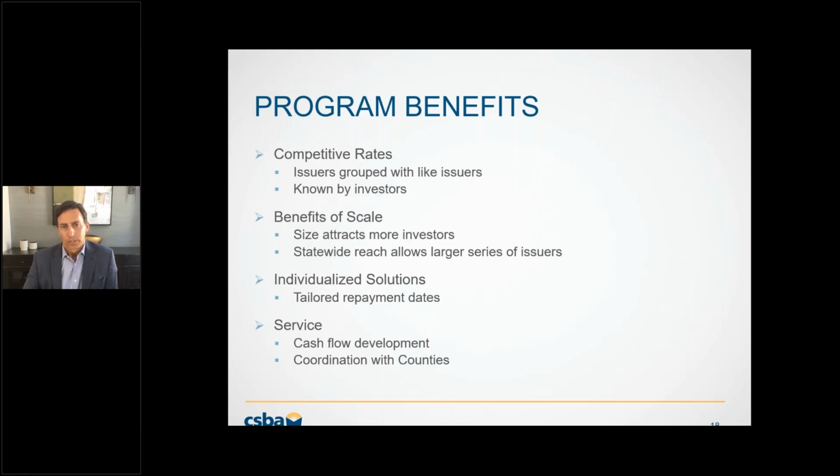And kind of on the benefits of scale, again, that size, the fact that we are issuing larger dollar amounts, these investors have to devote time to analyze each district to decide, do I want to buy this TRAN or not? And so having this larger program kind of encourages investors to take a look, because maybe they like districts in Series A but not B, and then they like the districts in Series C. So they've got a couple different options that they can look at in terms of investing their dollars.